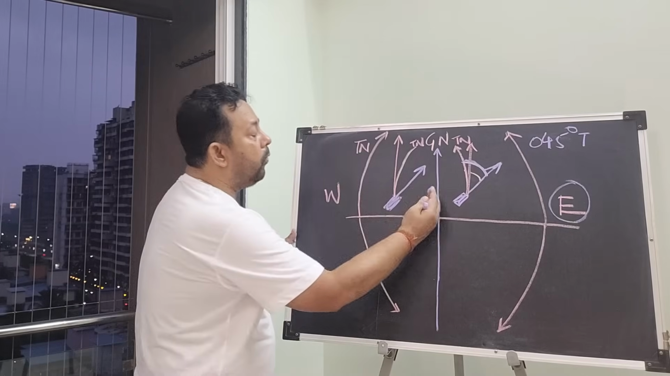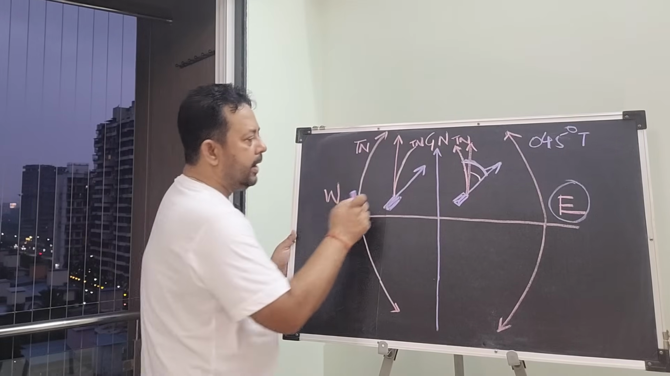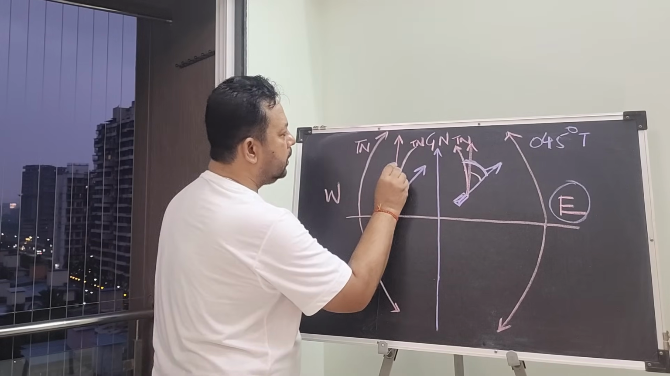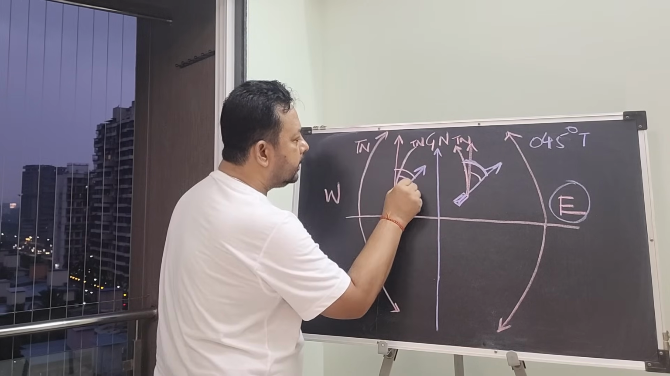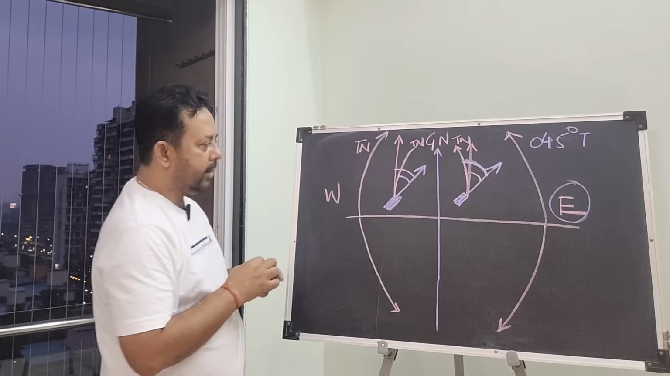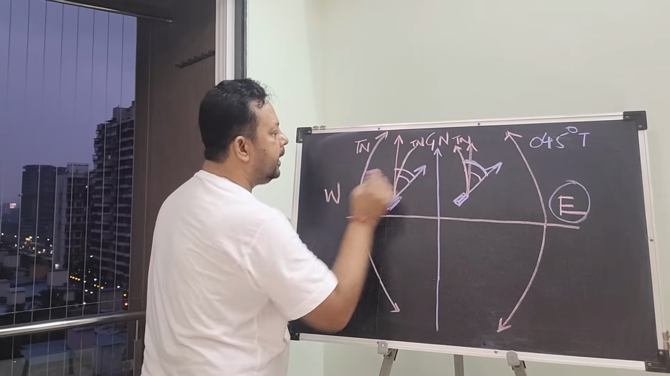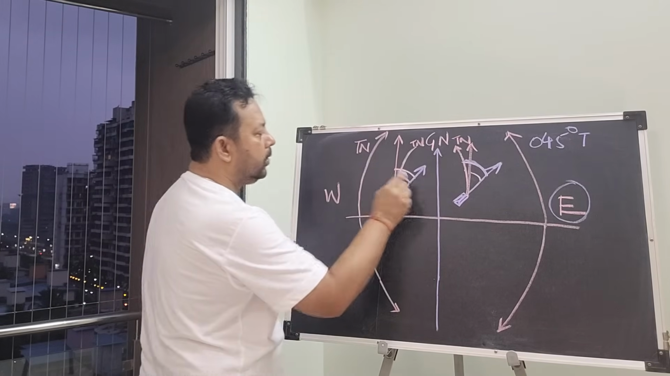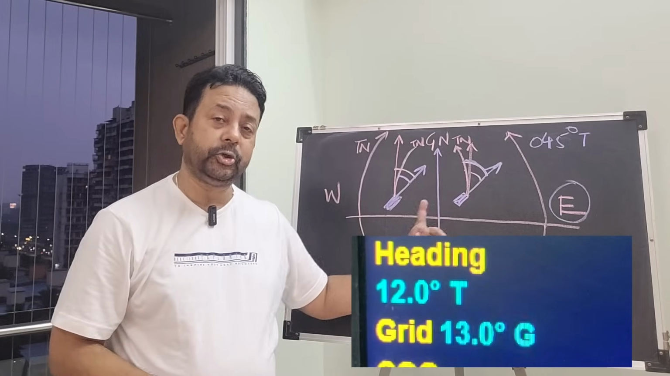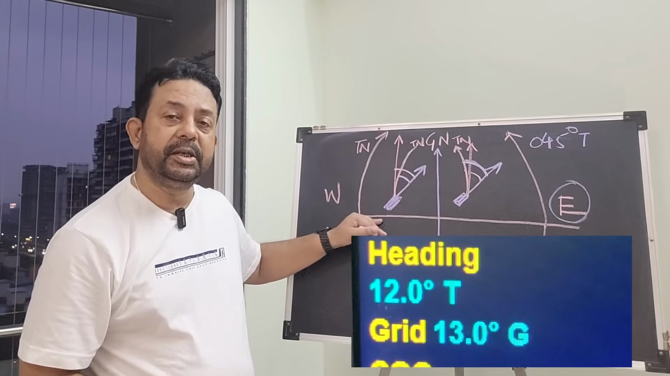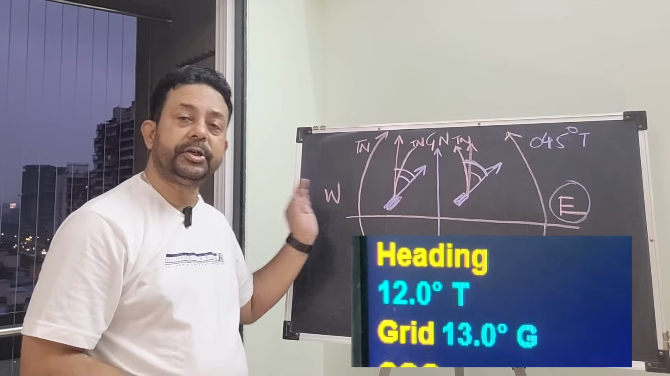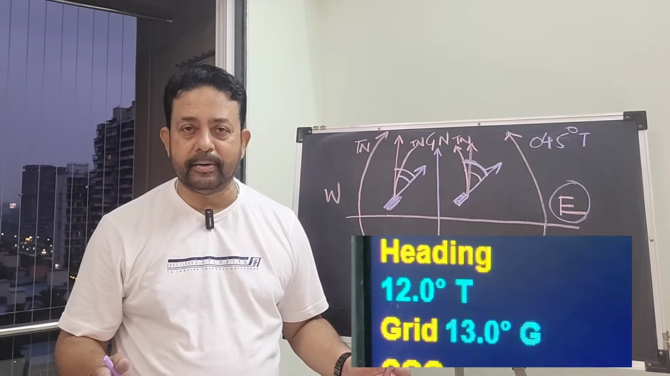But if you are on the west of the Central Meridian, then your grid north is always greater than your true north. Can you see that? Your grid north is greater than your true north. So as per that video that I have shown you, your vessel is in the Northern Hemisphere and on the western side of the Central Meridian.